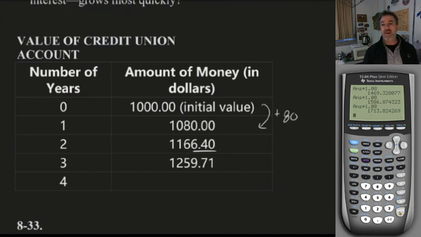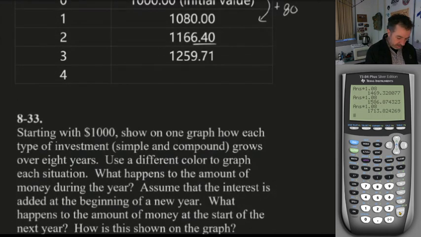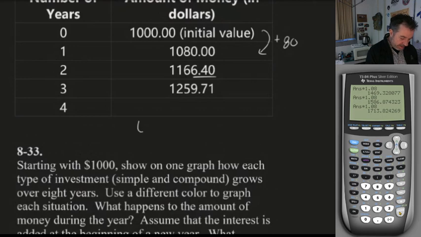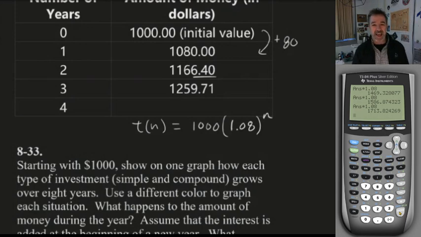We can write these values as a sequence as well. So I'll still use T of n, but I'm going to say that T of n is equal to my initial deposit of $1,000. And every year that goes by, I don't just add $80. It's not plus 80n. What I do is I take this balance and I'm going to keep multiplying by 1.08. And I'm going to raise that to the power n, where n is how many years this happens.